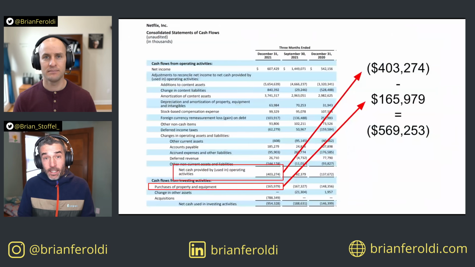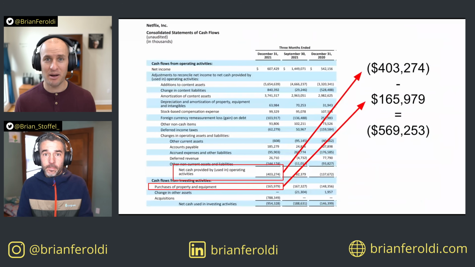So if we look at Netflix's fourth quarter of 2021, we see that they lost about $403 million by running their business. That's cash from operating activity. They also spent about $166 million on capital expenditures. You put those two together, and the company's free cash flow was a loss of $569 million. That's over a $1 billion difference from their reported net income.